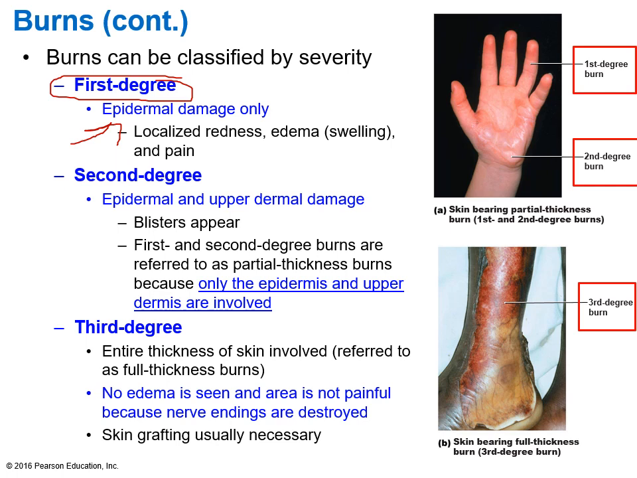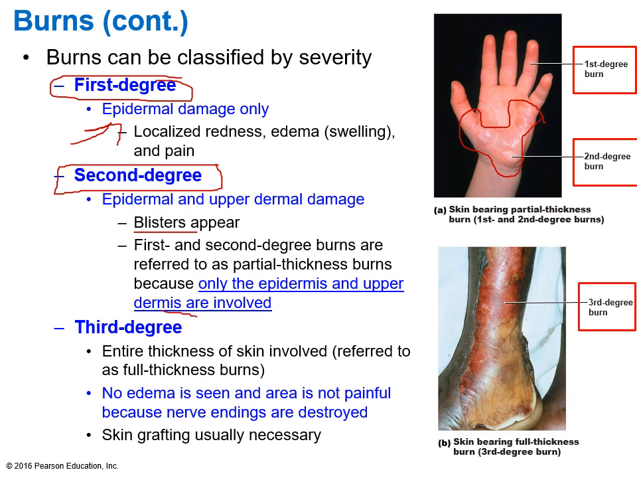Second degree burn is usually when you have blisters. And the reason for that is because it involves the epidermis and the dermis layer. And what we see happening is that water will start to accumulate between the epidermis and the dermis, allowing for the blister to form. And as you can see here on our patients, this one is a little bit more painful because it involves more damage to the skin.